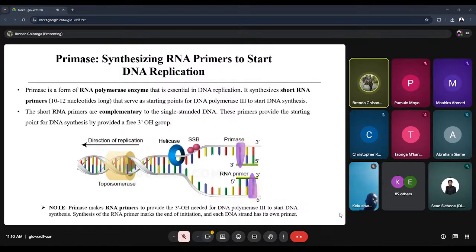In addition to that, when these strands are single, they can be exposed to so many things that are found in the cell. So some of these SSBs also protect the DNA from nucleases. These are just enzymes that can break DNA. So in short, the most important function of the SSBs is just to stabilize the strand to remain single-stranded, because for us to replicate DNA, we need a single-stranded DNA segment.